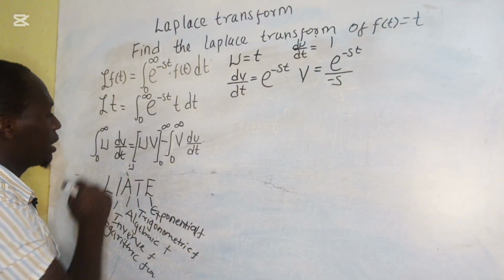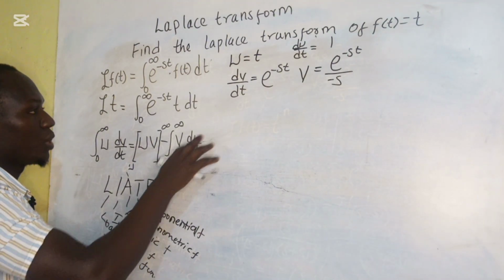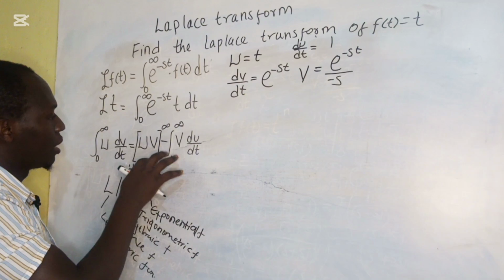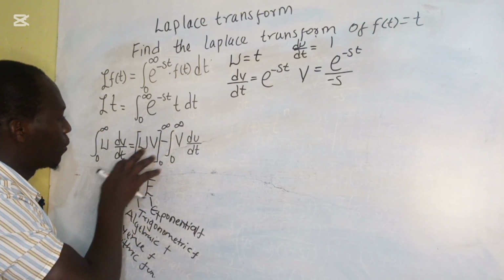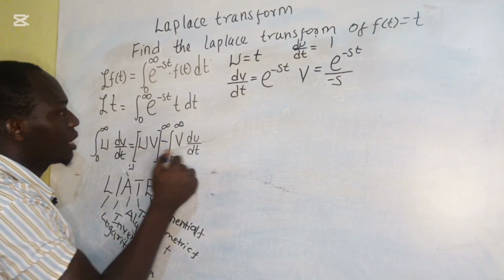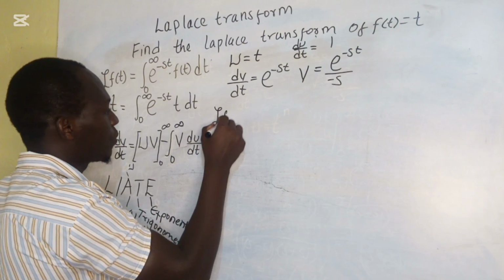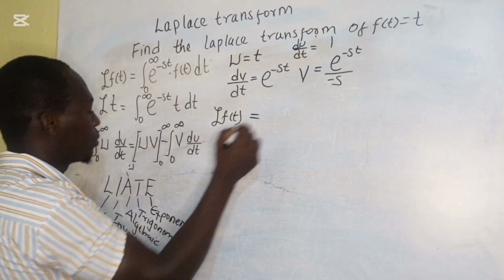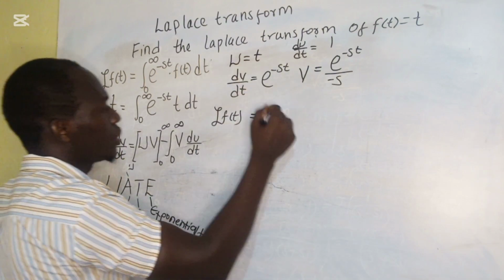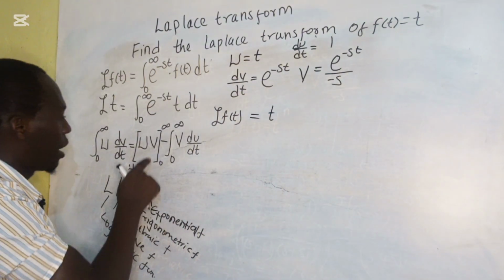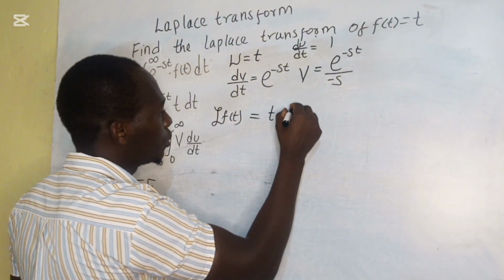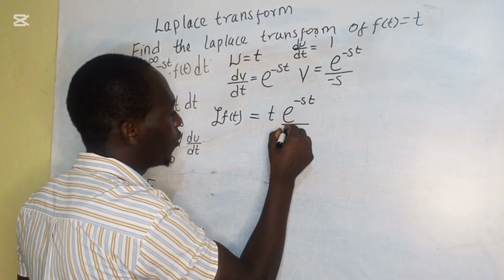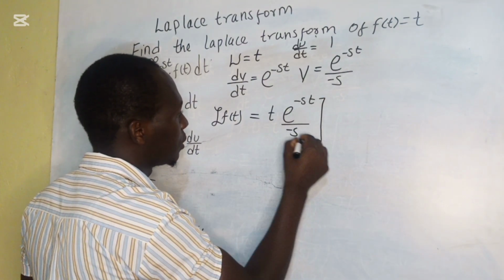Now let us get back into our working, because we have all the functions that we required to do our working. So we understand that the Laplace transform of our function f of t is going to be equals to, here our u is equals to t, and our v is equals to exponential negative st all over negative s.